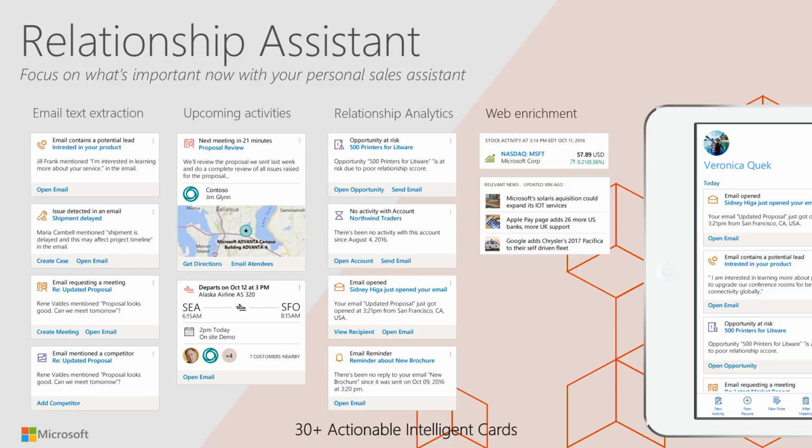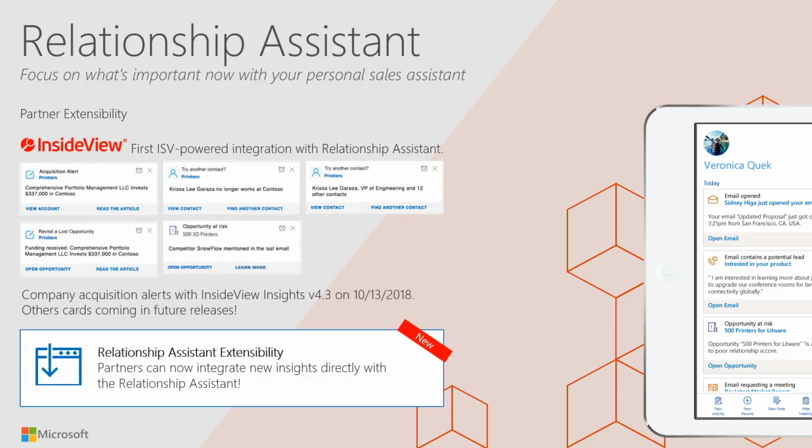And one last thing I want to call out here is the relationship assistant has new capability for the fall for extensibility. Integrators can now put relationship assistant cards directly in the UI surface that we have, and we're really looking for partners to do it. So I want to give a quick call out to Inside View. They're our first ISV partner to provide integration with relationship assistant. They have one card coming in the fall and more coming in the future, and that will be available for launch along with the AI for sales capabilities coming in October.